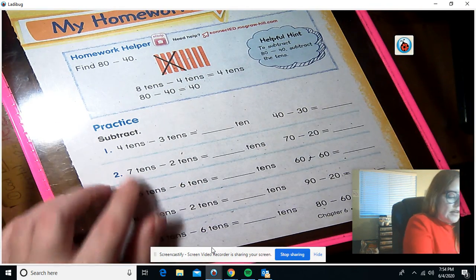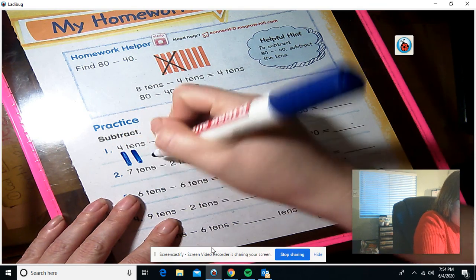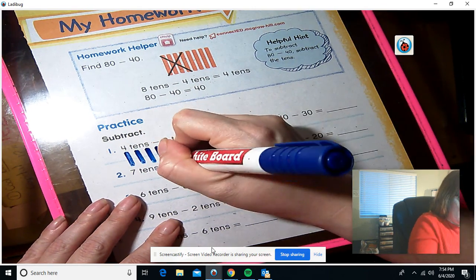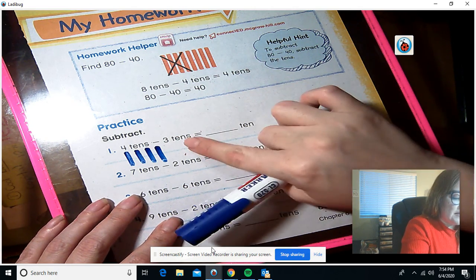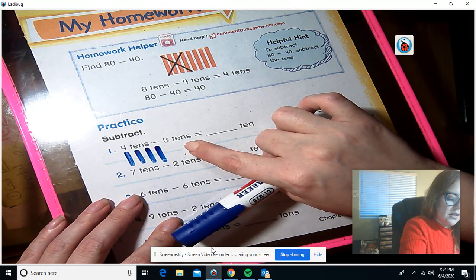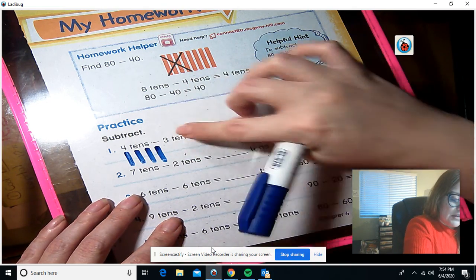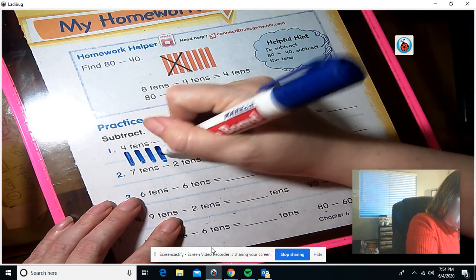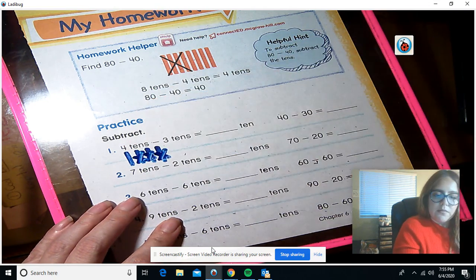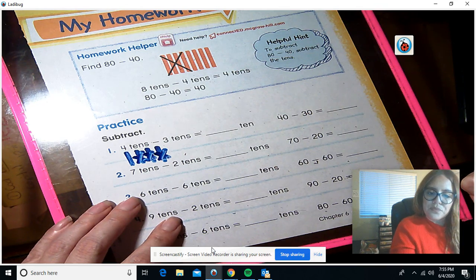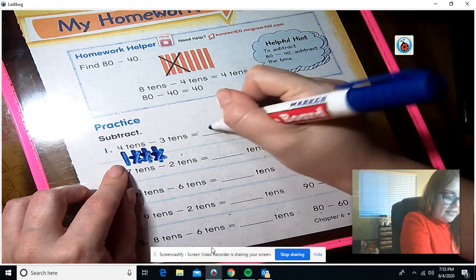So I have 4 tens, so I'm going to make 4 lines. 1, 2, 3, 4. 4 tens minus 3 tens. So remember, tens are the whole group, so I'm going to take away, because it says minus, I'm going to take away 3. 1, 2, 3. How many are left? How many tens? I have 1 10 left.